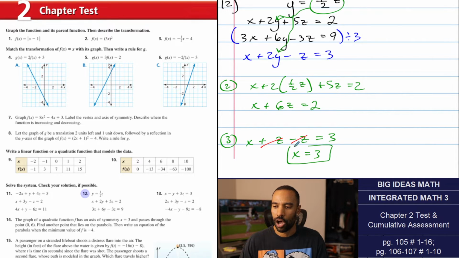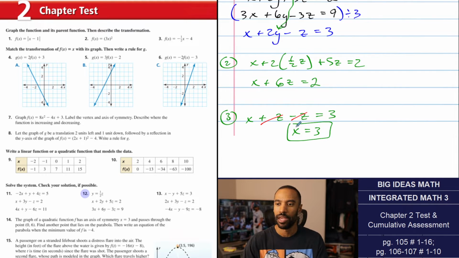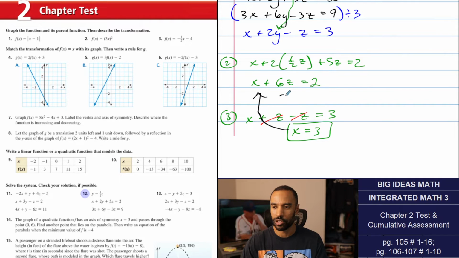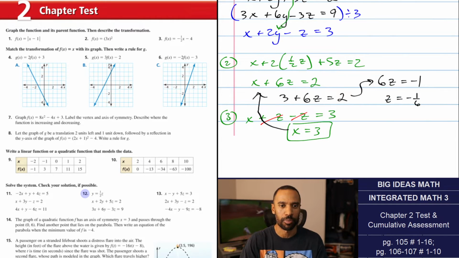All right, we actually solved for one of our variables. We solved for x there, so x is 3. Now let's substitute 3 for x into this equation, and we get 3 plus 6z equals 2. Subtract 3 from both sides, get 6z equals negative 1, so z is negative 1/6. Not the most pleasant of values, but we'll deal with it. That's our answer on that one.